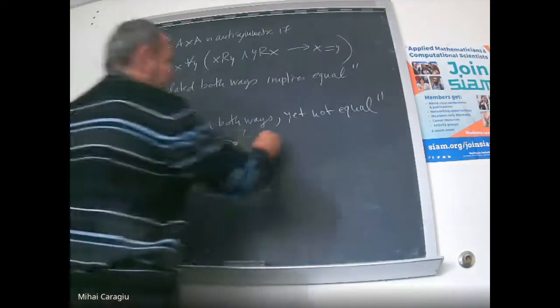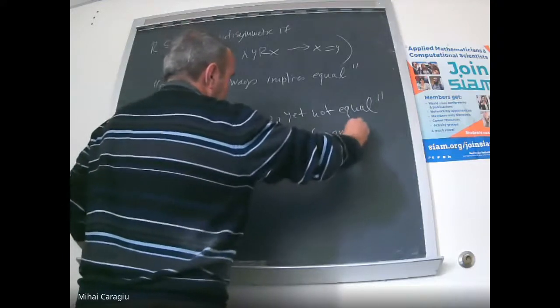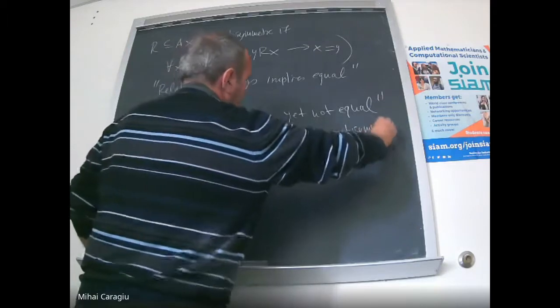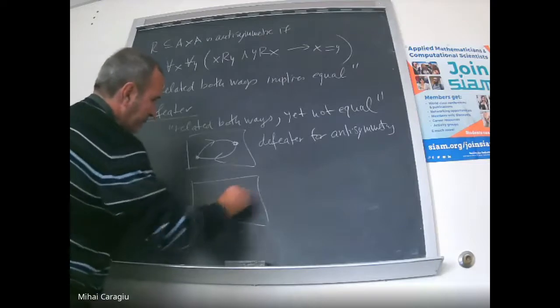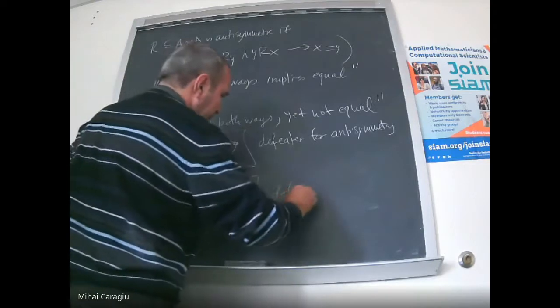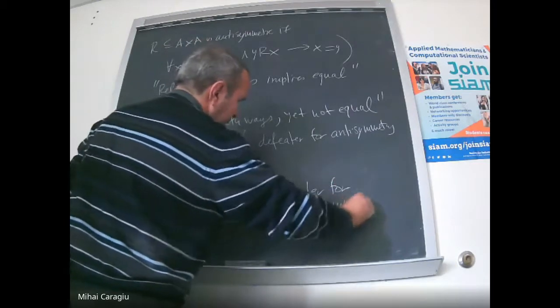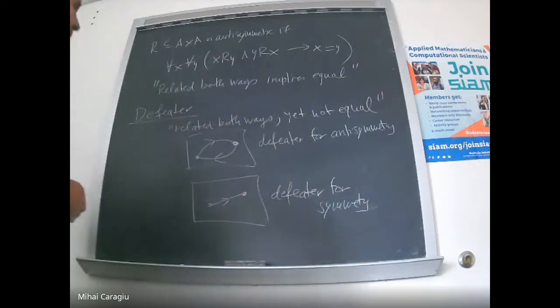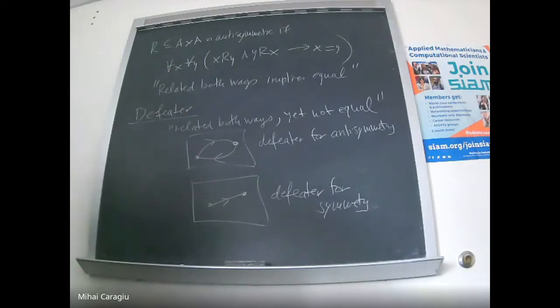That means, there's a defeater for antisymmetry. And let me review that this was a defeater for symmetry: a one-way road between two different points. Now let me use this conceptual knowledge of defeaters to produce an example of a relation which is both symmetric and antisymmetric, and secondly, a relation which is neither, not symmetric and not antisymmetric.